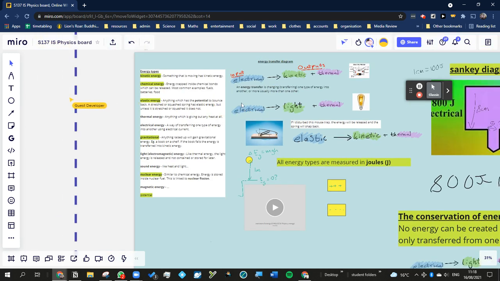Okay, so now we're going to be looking at how they transfer from one to another, or how the energy changes from one type to another.